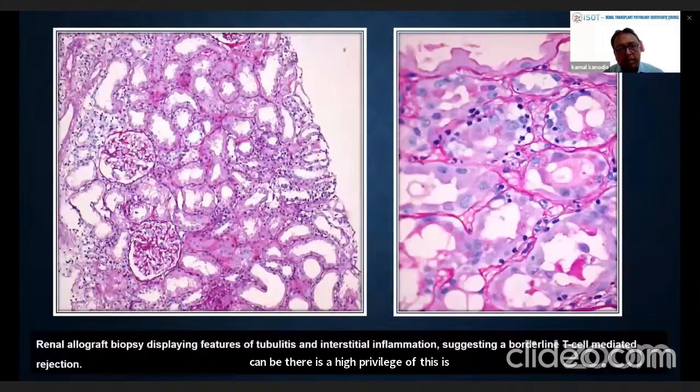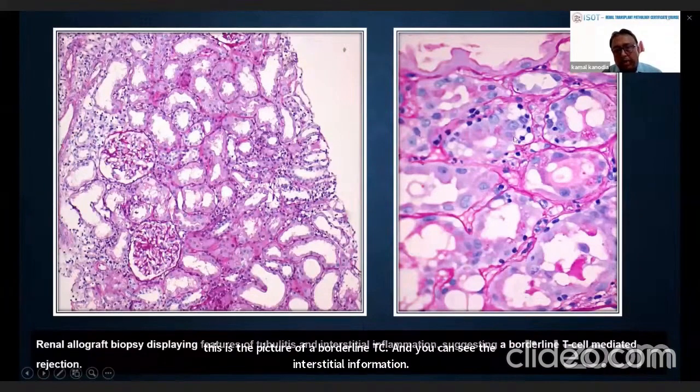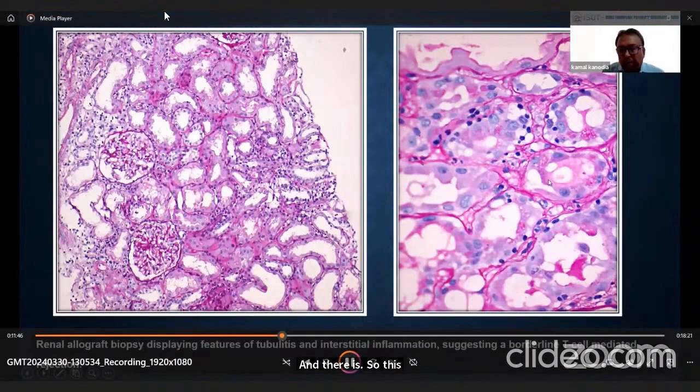So this is a picture of a borderline T-cell mediated rejection. You can see the interstitial inflammation and there is tubulitis. So basically this is i1 with t2, that is a borderline kind of T-cell mediated rejection.